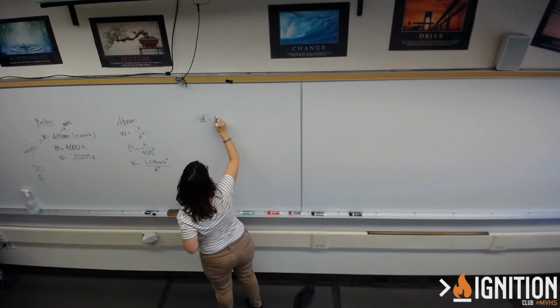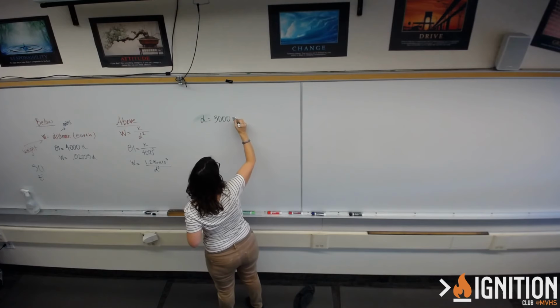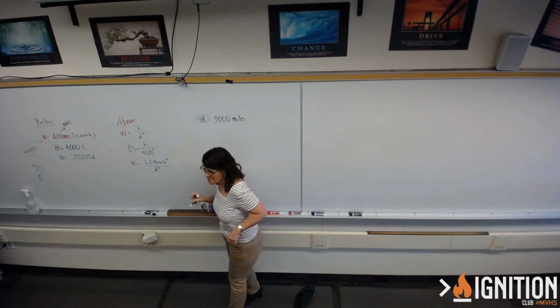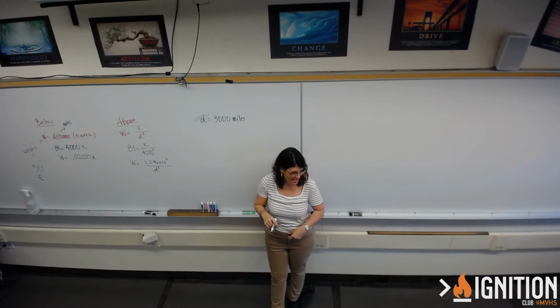Okay, her distance is 3,000 miles. Poor Phoebe. She went from 81 to 3,000. Something bad happened there. Gaining weight. Obviously.